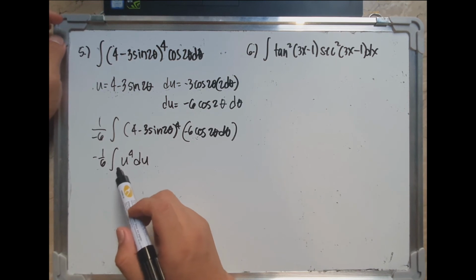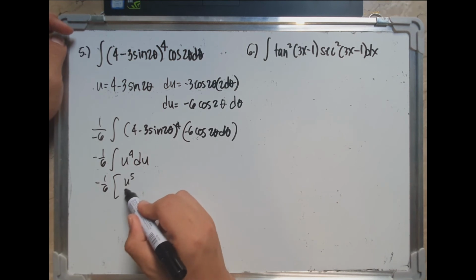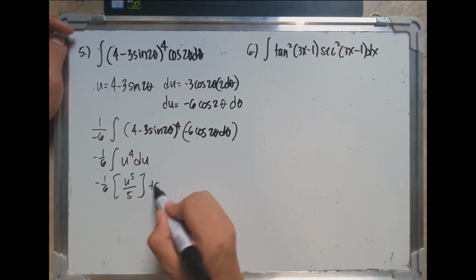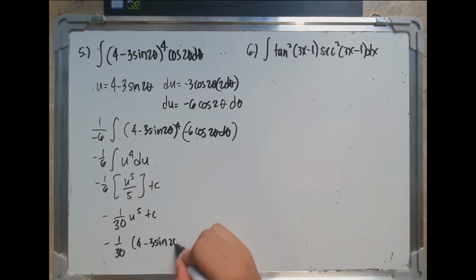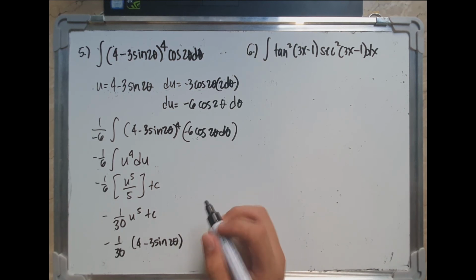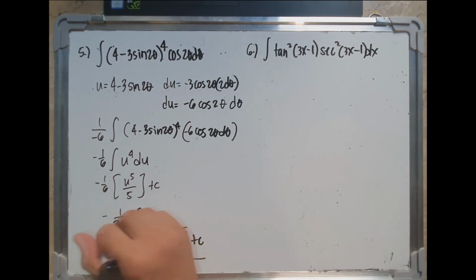Now let's evaluate the integral. Negative 1 over 6 u raised to the power of 5 over 5 plus c. Negative 1 over 6 times 1 over 5, so we have negative 1 over 30 u raised to the power of 5 plus c. What is the value of the u? Okay, we have right here negative 1 over 30 multiplied with 4 minus 3 sine 2 theta raised to the power of 5 plus c as our final answer.